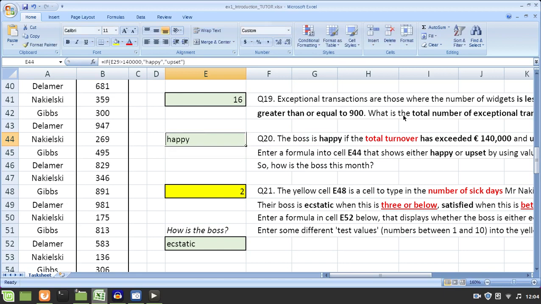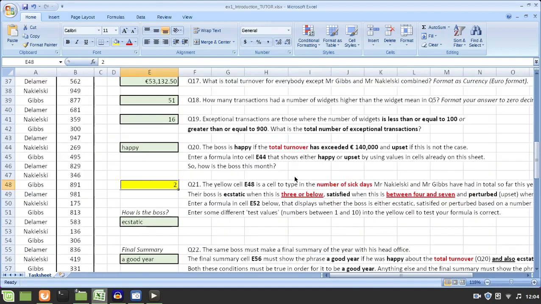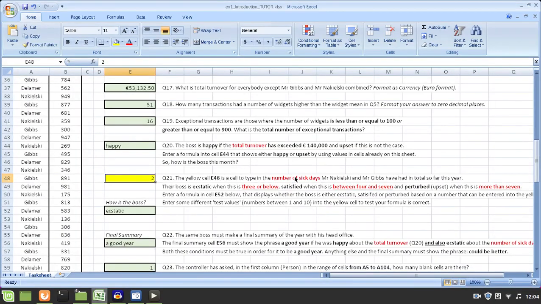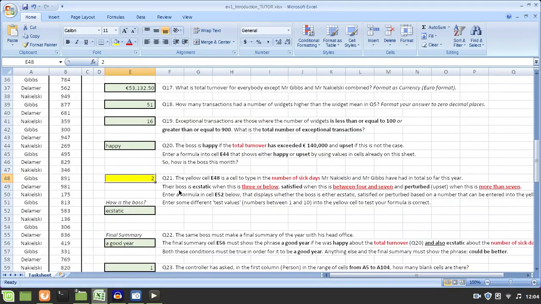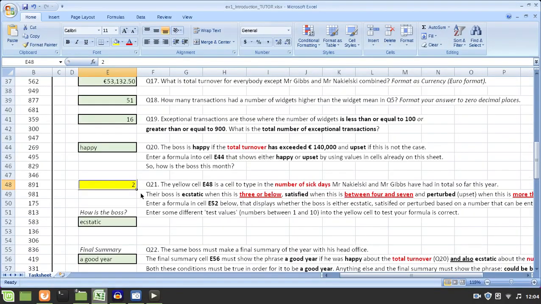Okay, let's move on to the next question, number 21. I'll zoom out slightly so I can read the question. How am I zooming out? I'm pressing Control and moving my mouse wheel as I do it. Okay, let's just zoom in again to read the question.